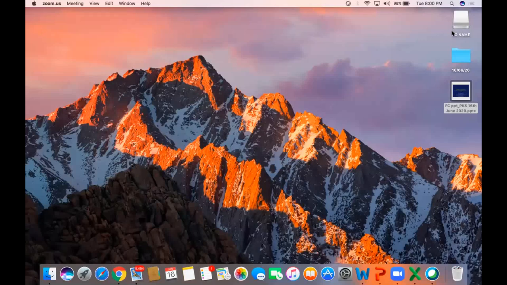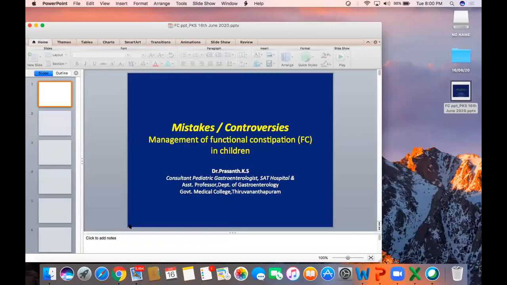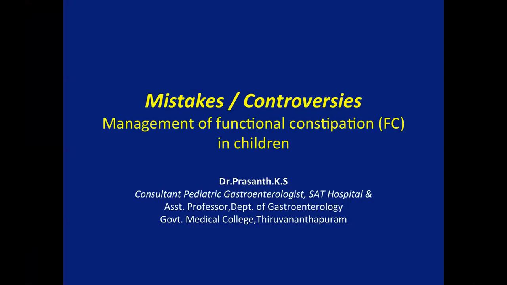It is again on a very common topic in office practice, and sometimes we are also worried whether to send it to the surgeon or do a barium study or whatever. And it is the management of functional constipation, and it is going to be done by our own pediatric gastroenterologist, Dr. Prasanth. Over to Prasanth.